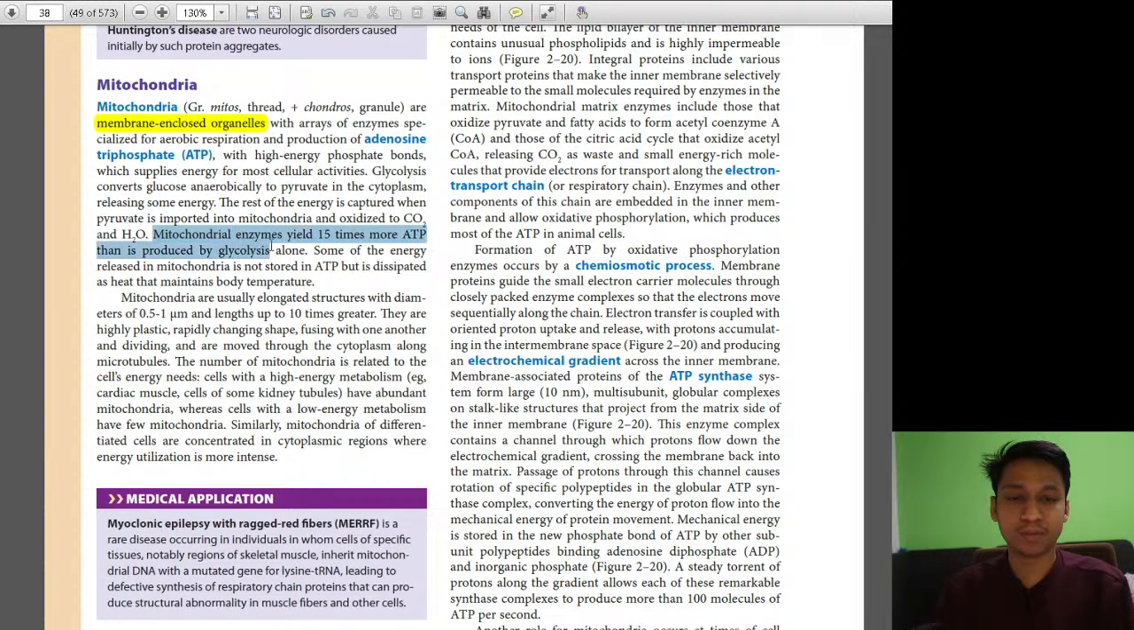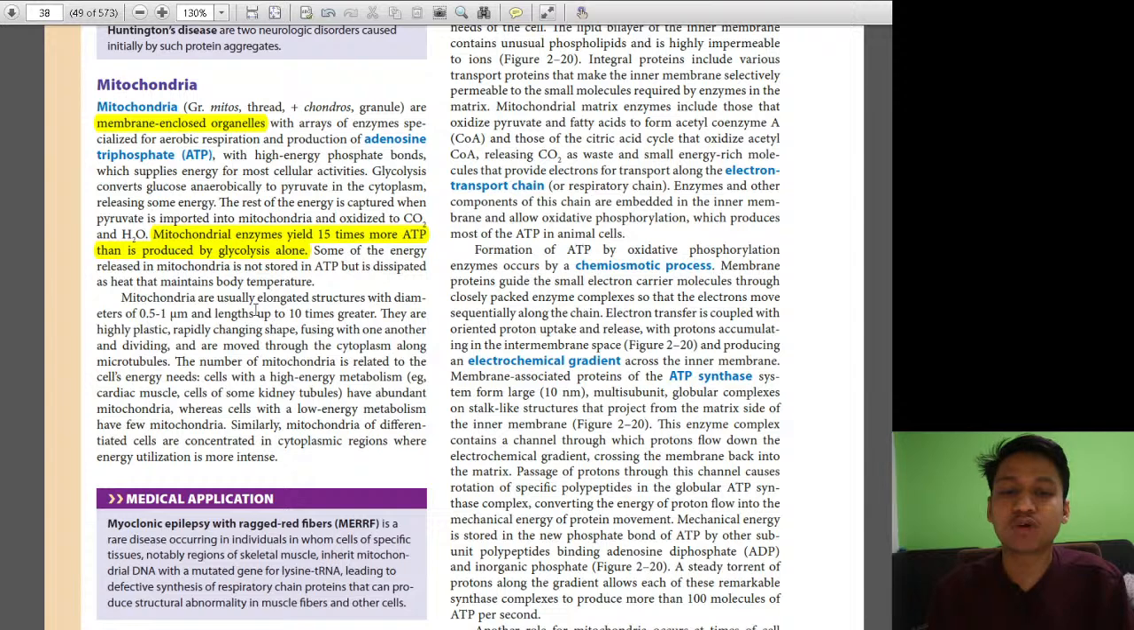We need to remember this data, 15 times. Whenever we're reading about glycolysis and aerobic respiration, they are going to ask for this data, like 15 times more energy than glycolysis, and the number of ATP produced in the process from glycolysis and aerobic respiration, and so on. We'll read about these numbers here. Some of the energy released in the mitochondria is not stored in the ATP but is dissipated as heat that maintains body temperature. So we lose some energy in this whole reaction in the form of body temperature.